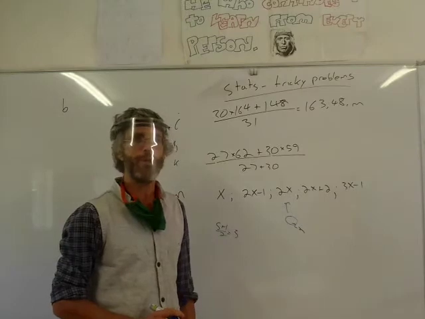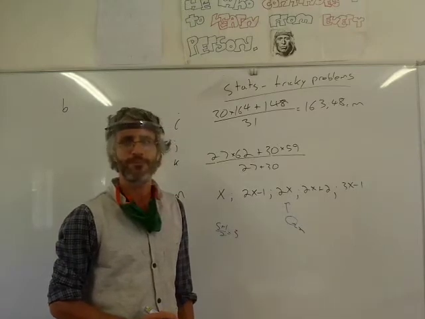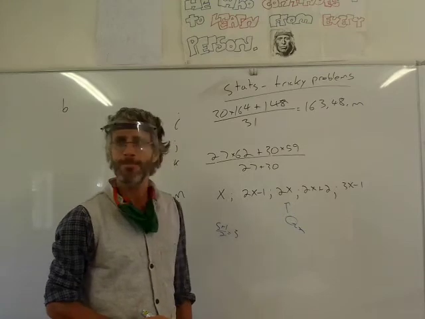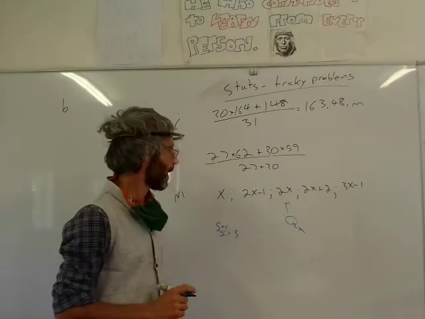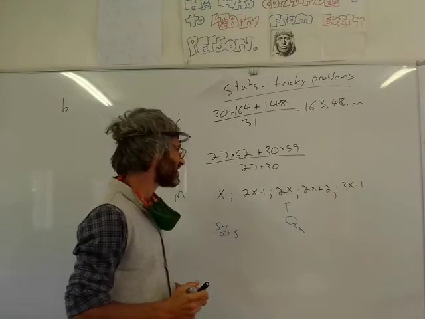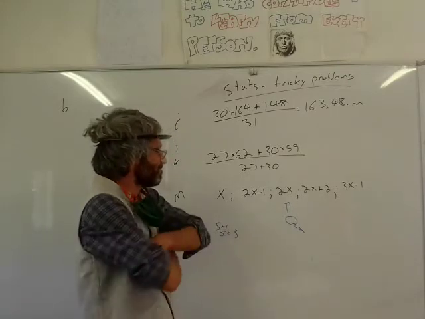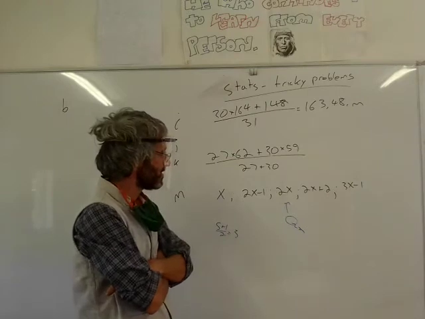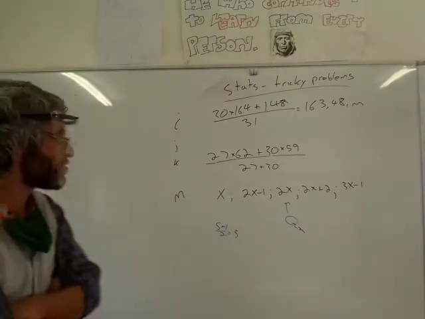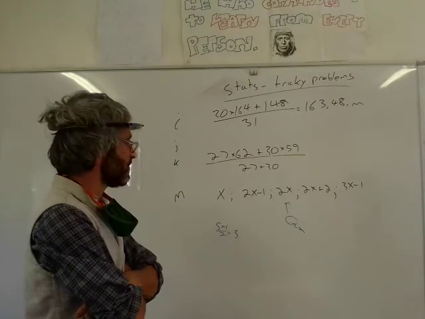Which one is Q1? Which value? x and 2x minus 1. Alright, yeah. You have to add them together and divide by 2. Yeah, you're right. You're actually right.